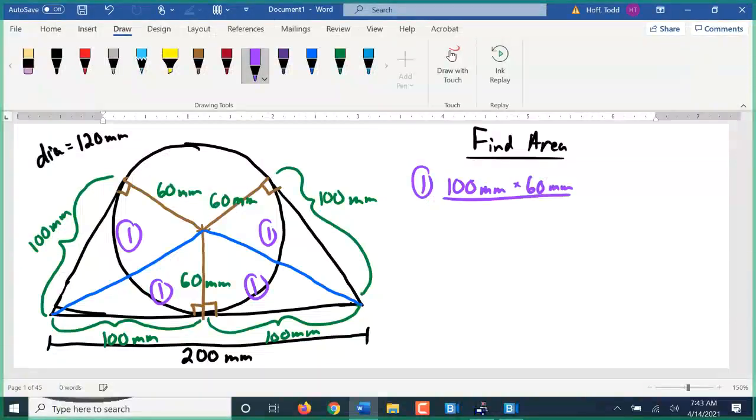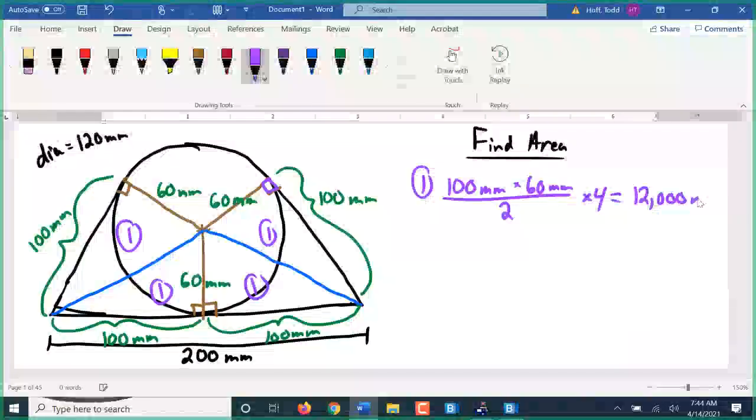How do I know that those are the two dimensions that I multiply? The area, for the base and the height. They're the two legs of the right triangle. Remember, to find area, we have to have two dimensions that are perpendicular. It's always the two legs. And of course, we multiply them and divide by 2 because it's a triangle. We will then multiply that by 4 because there's 4 of them. I believe that comes up to 12,000 millimeters squared.